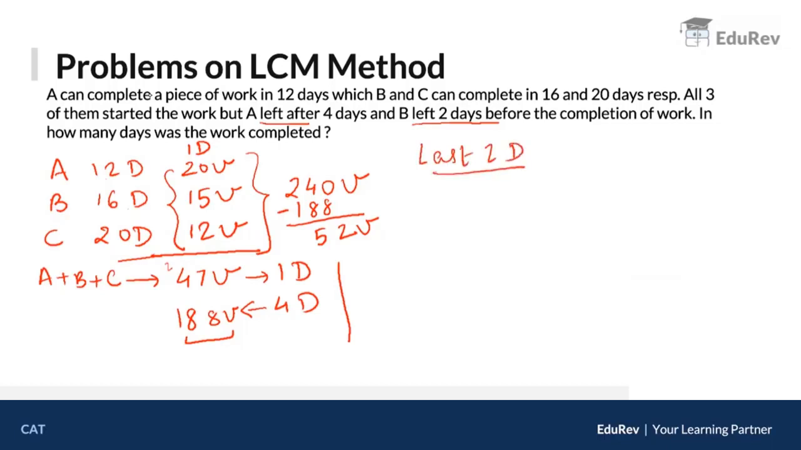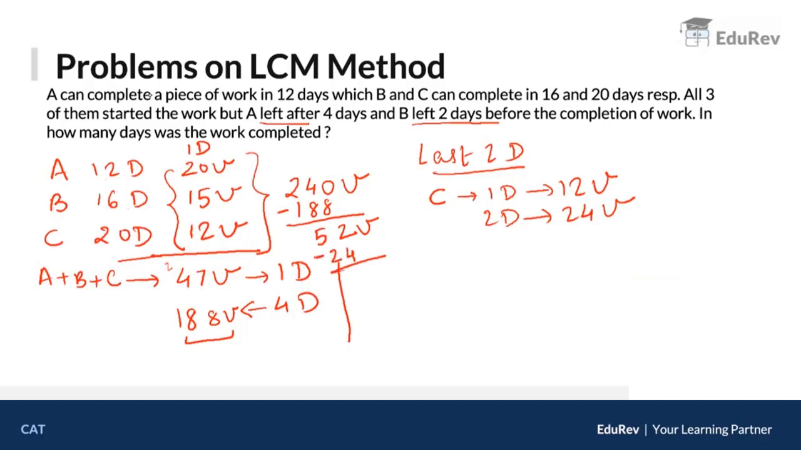See, A had already gone. B also left. So C was the only one working for the last 2 days. Now C does 12 units in 1 day. So in 2 days C will do 24 units. So in 2 days C had done 24 units. So out of 52, 24 was done by C in the last 2 days.